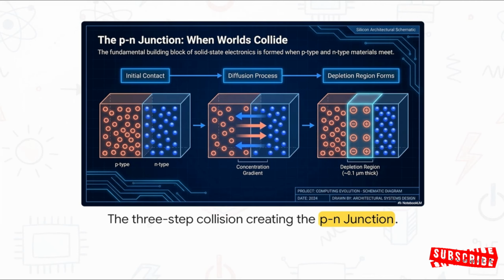Okay, first up we have our initial contact. The p-type is full of holes and the n-type is full of electrons. Now, because of this massive concentration gradient, the electrons naturally just rush right over the border to fill those holes. This is that diffusion process we just mentioned. But as they cross the border and cancel each other out, they leave behind these immobile charged ions. This creates a physical barrier that we call the depletion region. It establishes this built-in electric field that actually stops any further flow. Basically, we've just built an atomic wall.